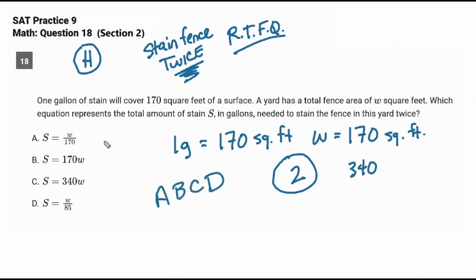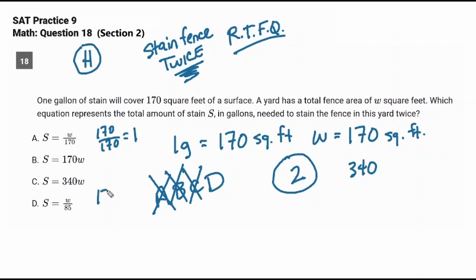A is W over 170. That's 170 over 170. That's 1. Obviously, it's not 2. This is an answer choice that's going to mess people up if they don't see the word twice, if they plug in, or if they do algebra. B is 170 times 170, and that's obviously not 2. C is 340 times 170, and that ain't 2. Man, I hope this works.